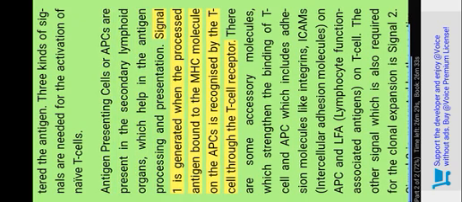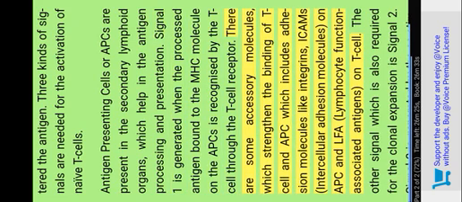Signal 1 is generated when the processed antigen bound to the MHC molecule on the APCs is recognized by the T cell through the T cell receptor. There are some accessory molecules which strengthen the binding of T cell and APC, which include adhesion molecules like integrins and ICAMs, intercellular adhesion molecules, on the APC and LFA, lymphocyte function-associated antigens, on the T cell.